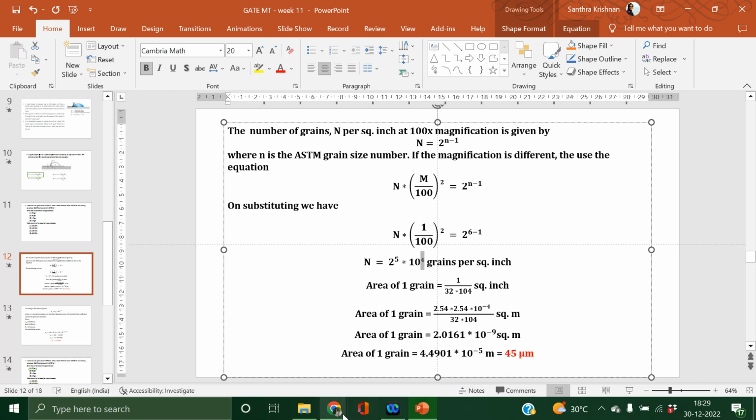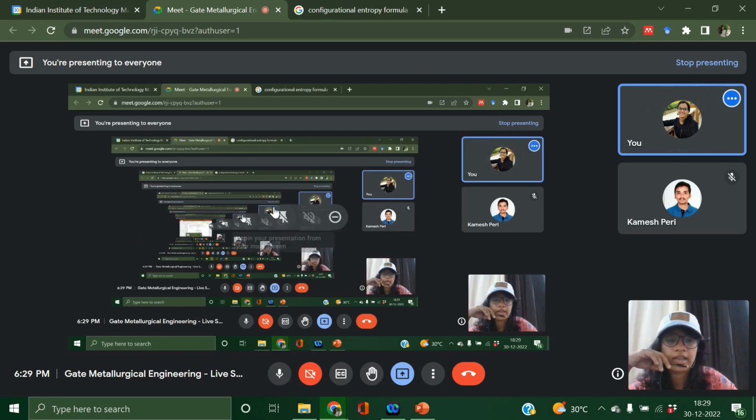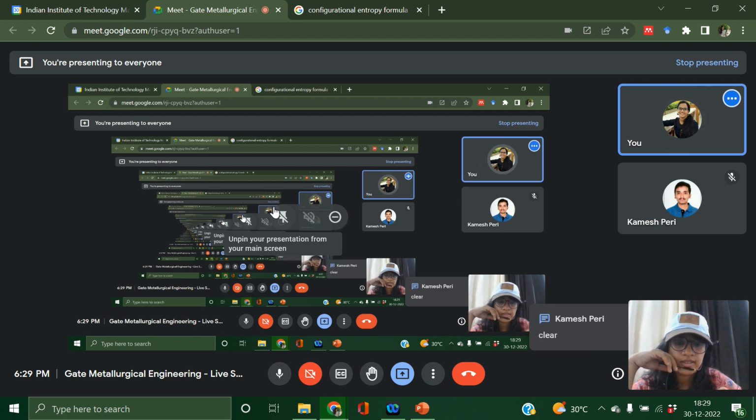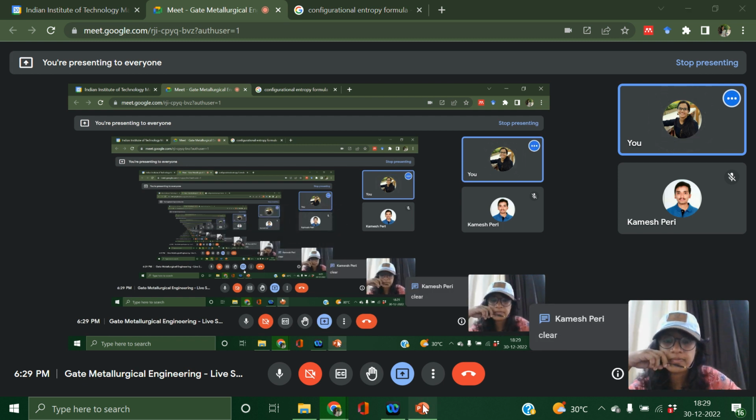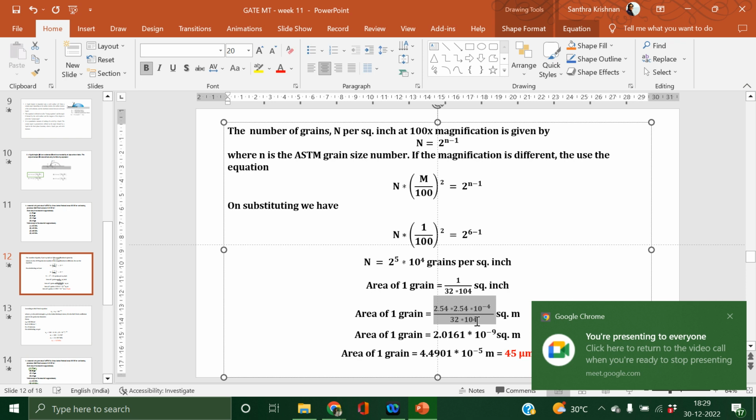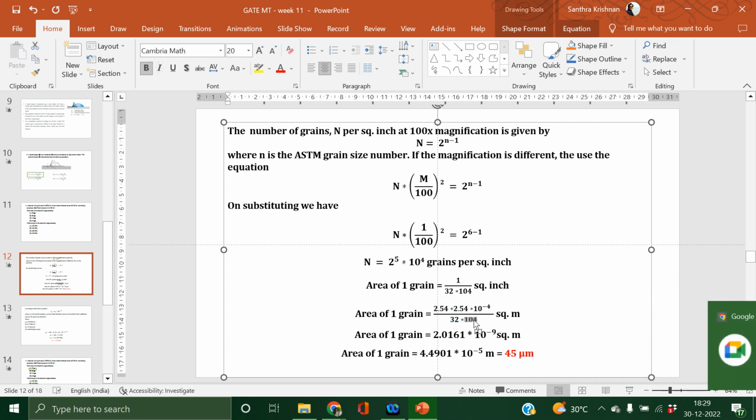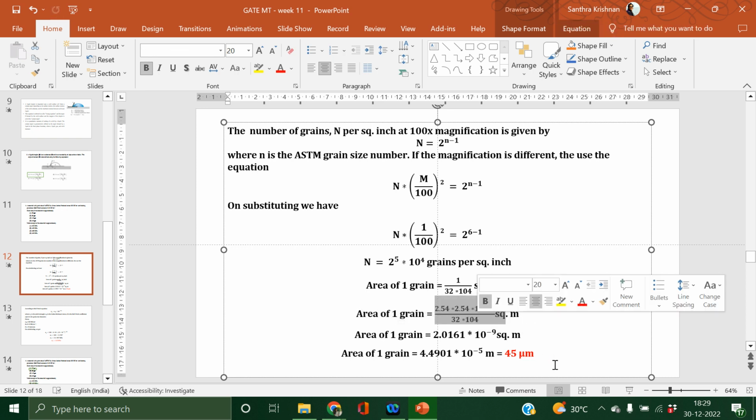So is this particular part clear to you? How to calculate grain size? Yeah. Okay, I'll clear that later maybe.